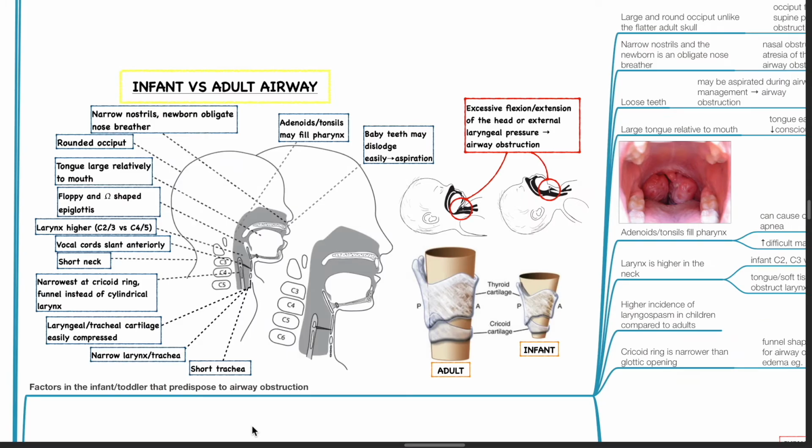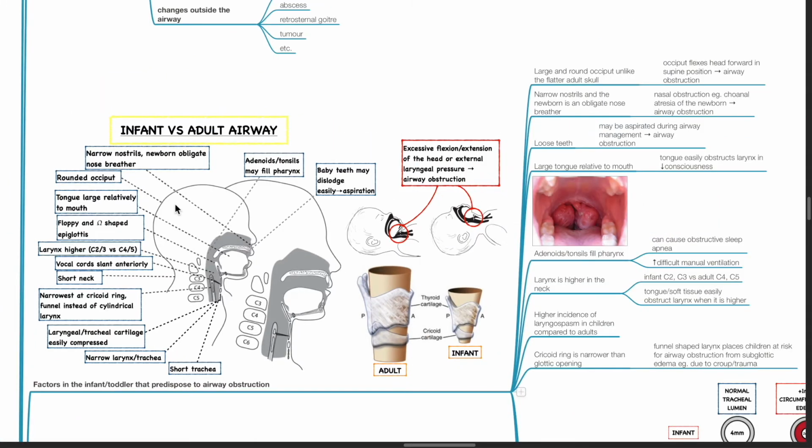In the pediatric population, there are several factors that predispose them to airway obstruction compared to adults. They have a large and round occiput, unlike the flatter adult skull. The occiput flexes the head forward in the supine position, and this can obstruct the airway. They have narrow nostrils, and the newborn is an obligate nose breather. Nasal obstruction, for example by choanal atresia of the newborn, can cause airway obstruction. Infants have loose teeth that may be aspirated during airway management, and this can obstruct the airway.